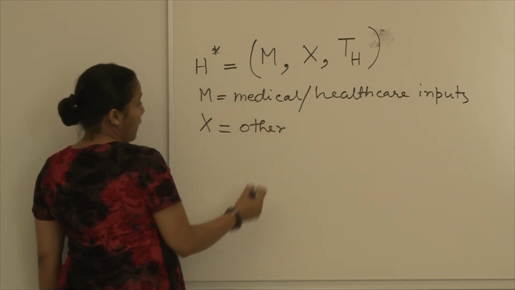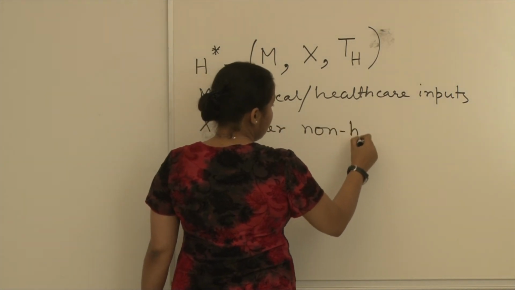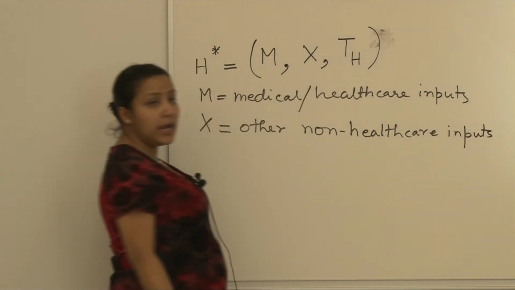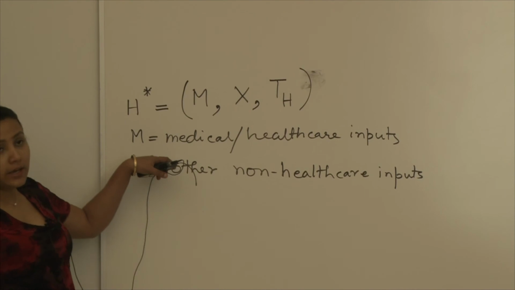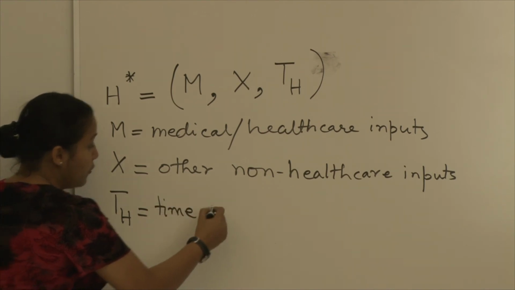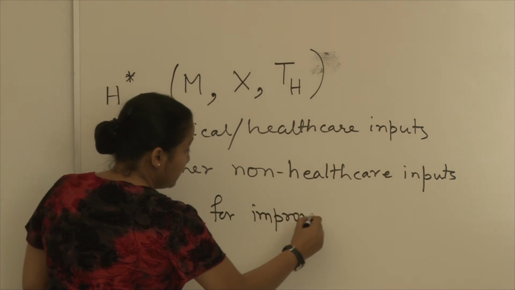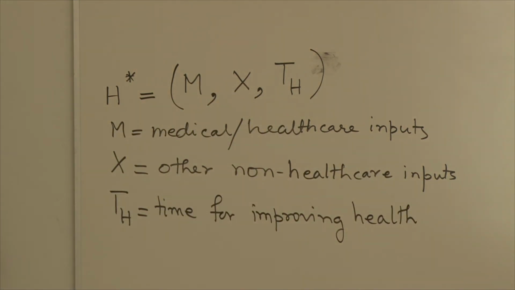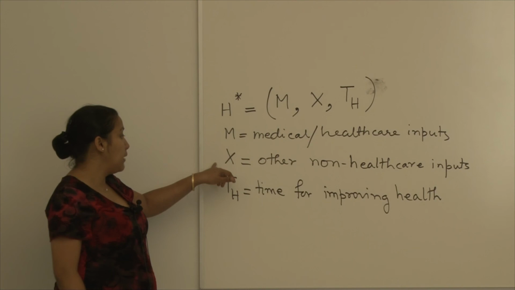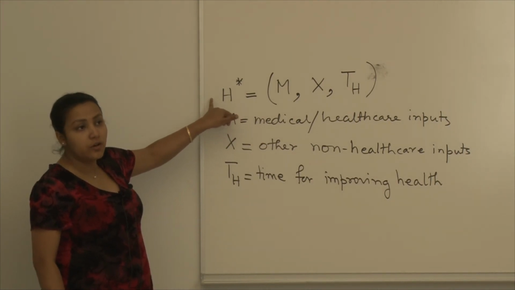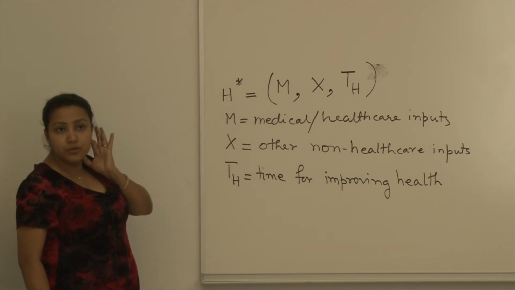other inputs, and since TH is the time that could be invested on healthcare inputs or on non-healthcare inputs, that is why we call TH the time for improving health. So you can understand that that time could be the time that is put into healthcare or the time that can be put into non-healthcare, but the objective of using that time is to improve your health status or your health stock, that is H star. That is the objective of using that time, okay.